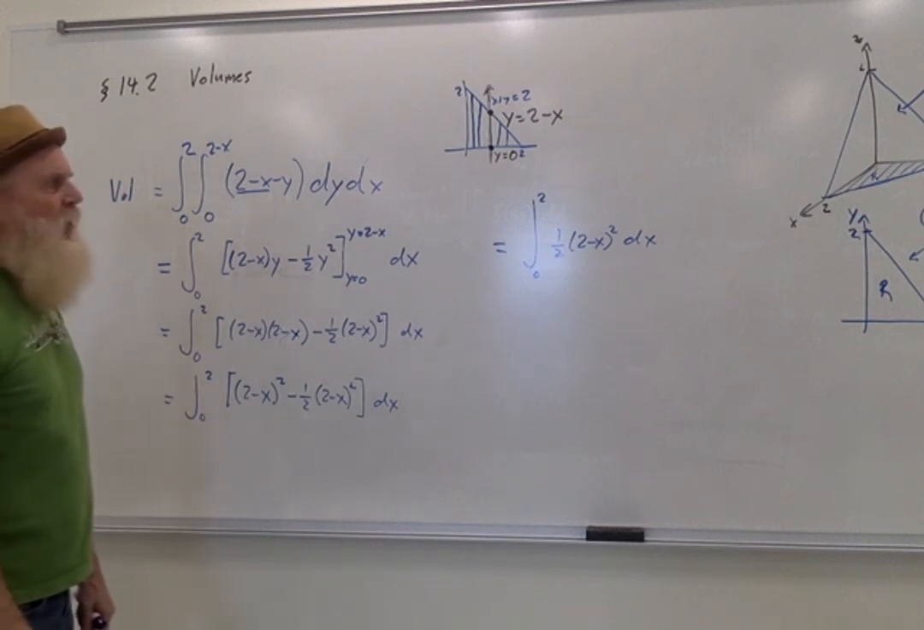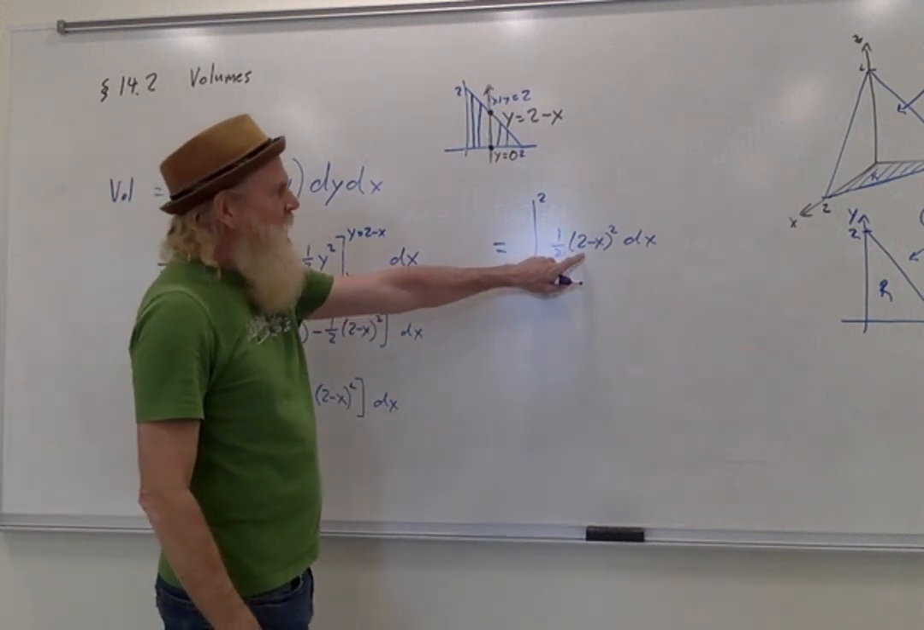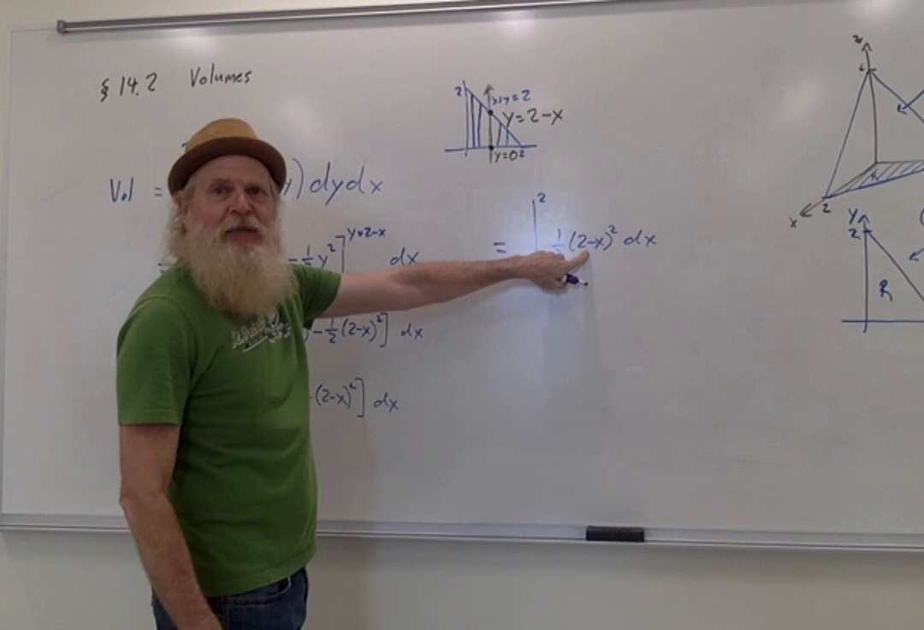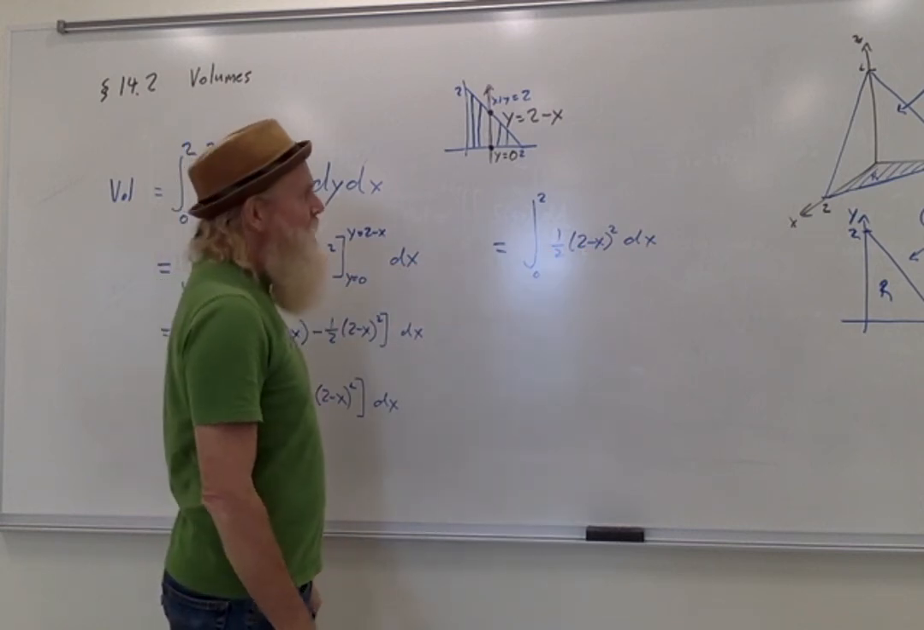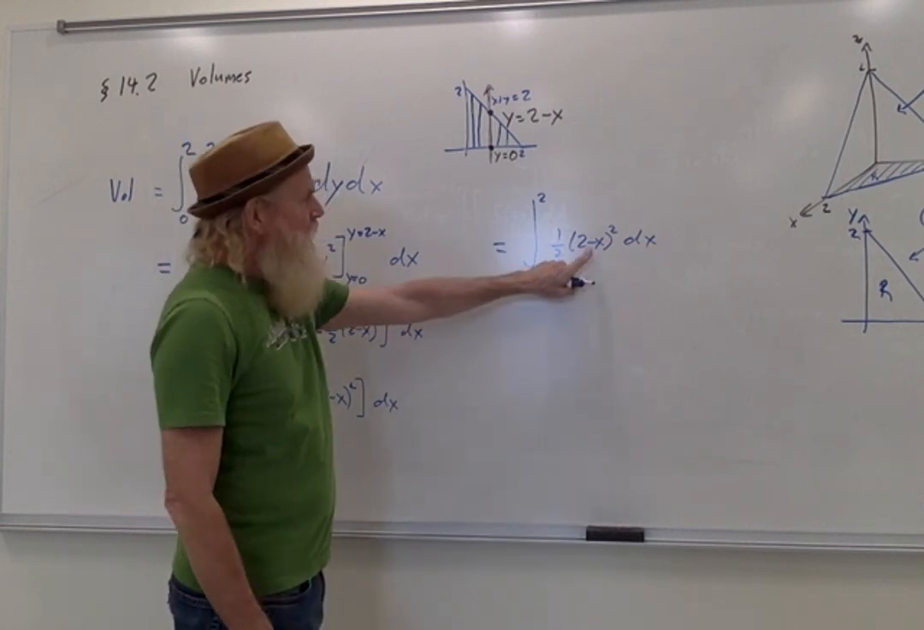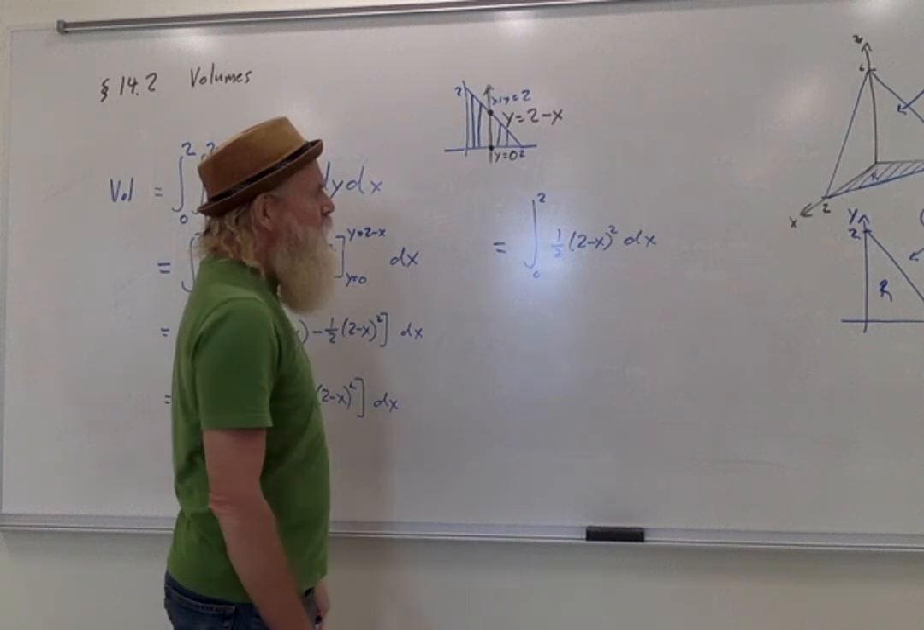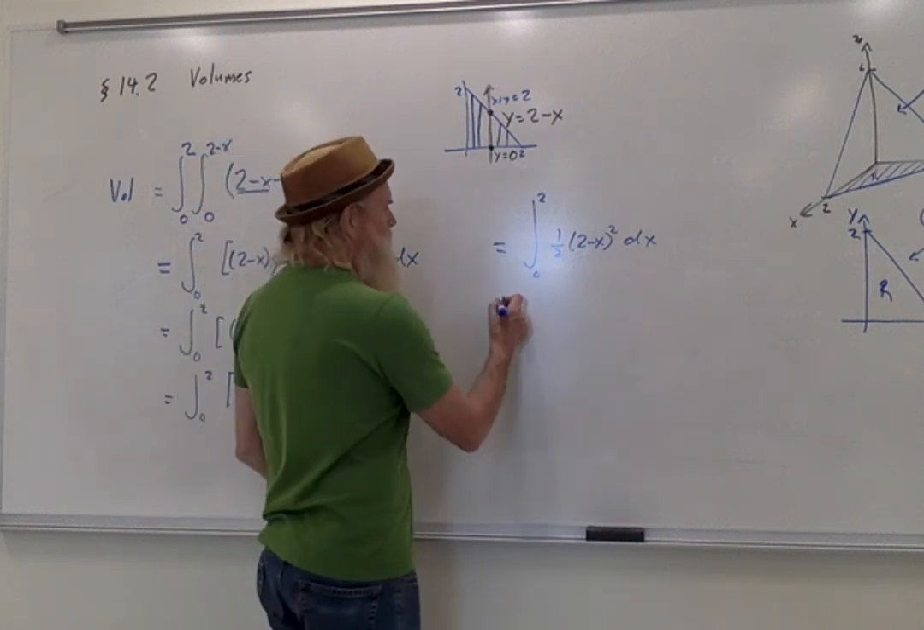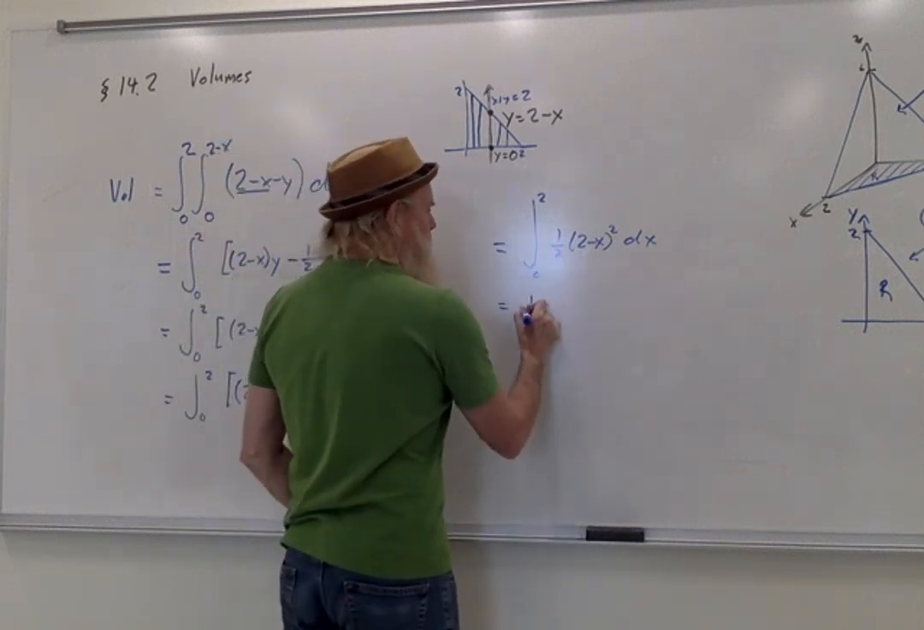So once again, if you were working ahead of me, then you probably had something equivalent to this, but it was all expanded out. And I'm going to leave it together. This is a fairly easy integral to do using a u substitution. Let me first of all factor the 1/2 out front.